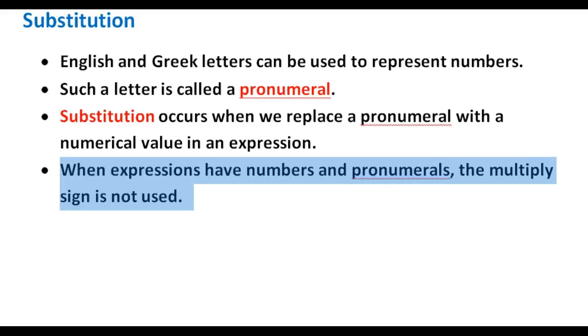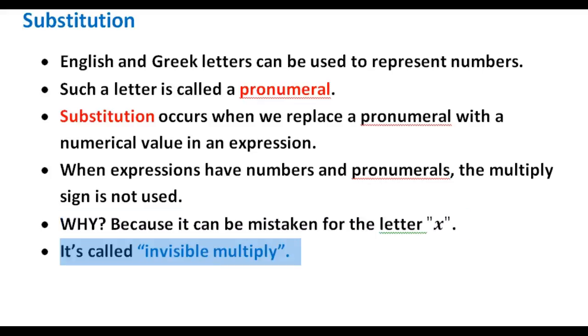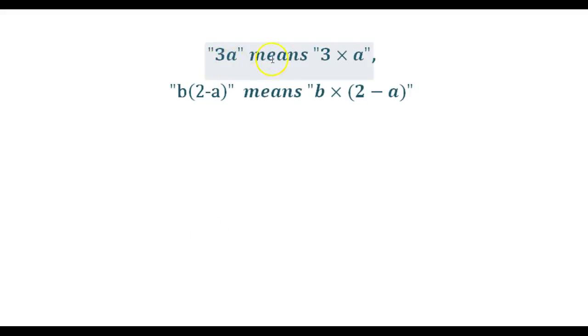When expressions have numbers and pronumerals, the multiply sign is not used. Why? Because it can be mistaken for the letter X. It's called invisible multiply. So when we see 3A, it actually means 3 multiplied by A. If we see B, a bracket, 2 minus A, it means B is multiplying the bracket 2 minus A. Let's have a look at some examples.